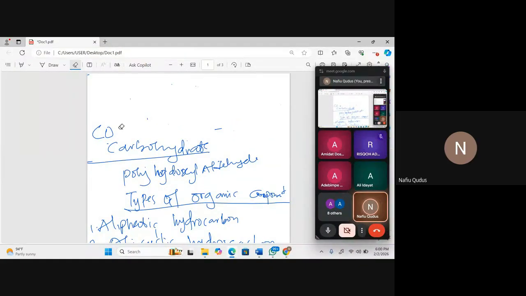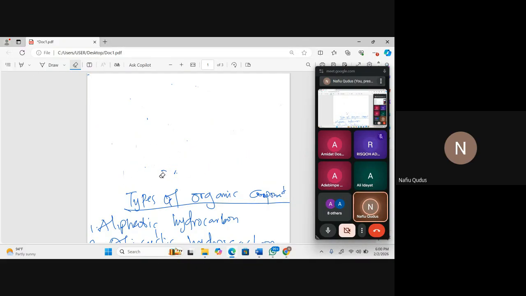So there is this question that they do ask. Under organic compound, we also have two subtypes that you guys are familiar with.